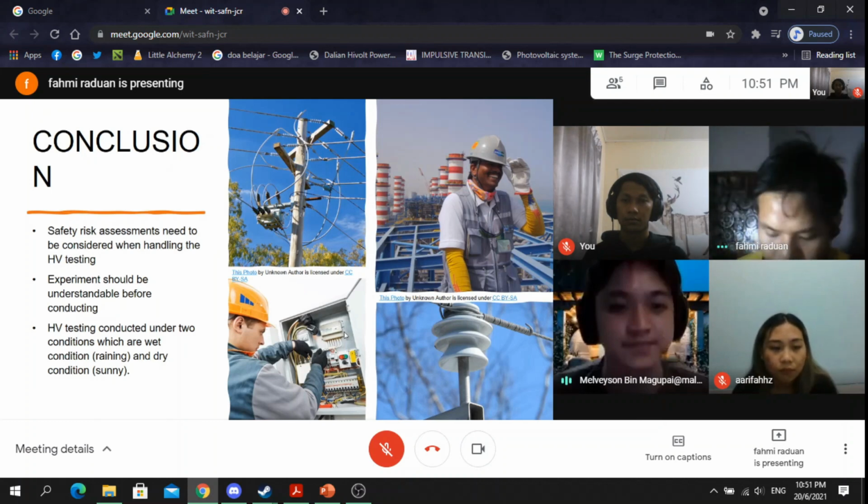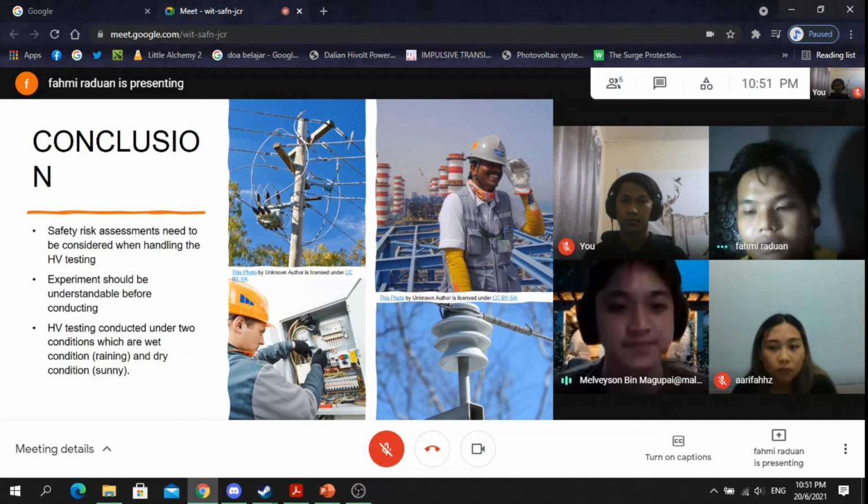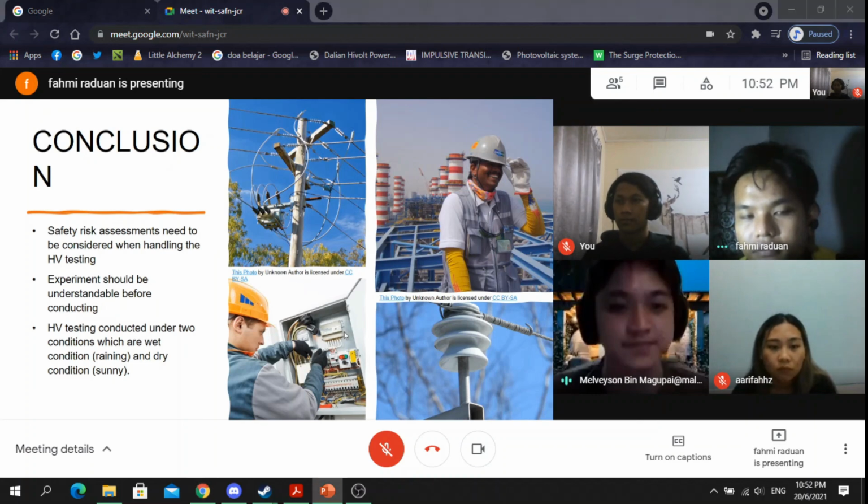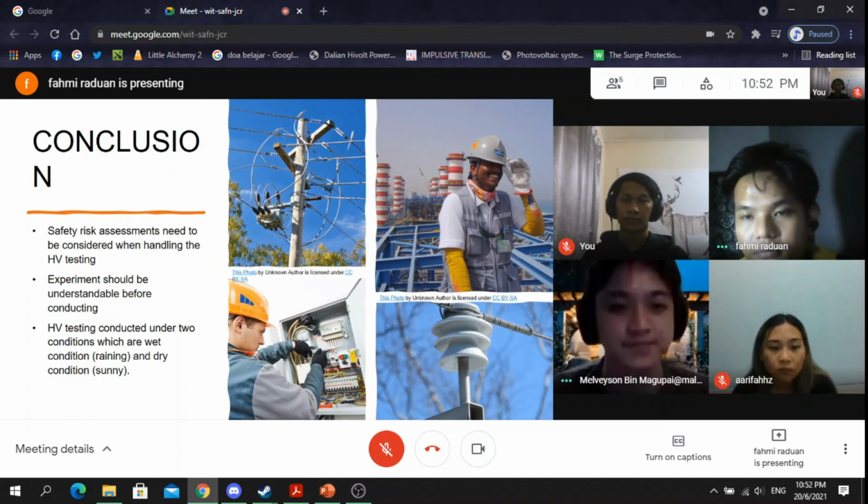With that, the apparel used while testing is crucial, for example, wearing hand gloves, safety glasses, and a safety helmet. Moreover, the experiment should be understood before conducting it, so there will be no accidents in obtaining the desired result. Not only that, guidance from a professional also needs to be taken into account, as HV testing is a risky test. The HV testing was conducted under 2 conditions, which are wet condition and dry condition. Hence, a suitable testing area is essential for avoiding any casualties.